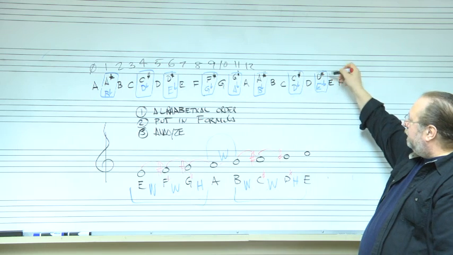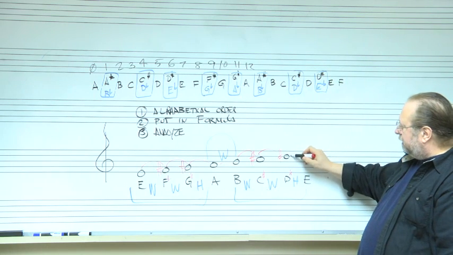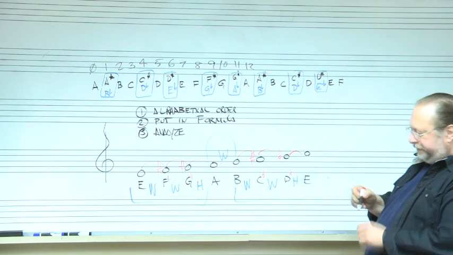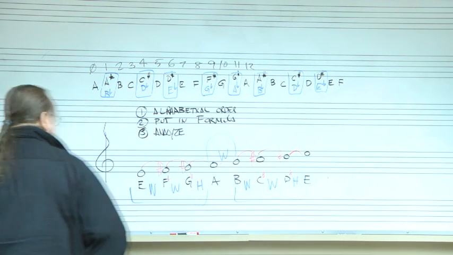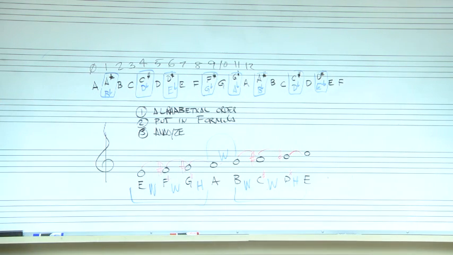And D sharp to E is a half step. According to the formula, it's a half step, so we're good. So, 4 sharps in the key of E, and they're F sharp, G sharp, C sharp, and D sharp. Yeah, which is your next question, how do you write it?